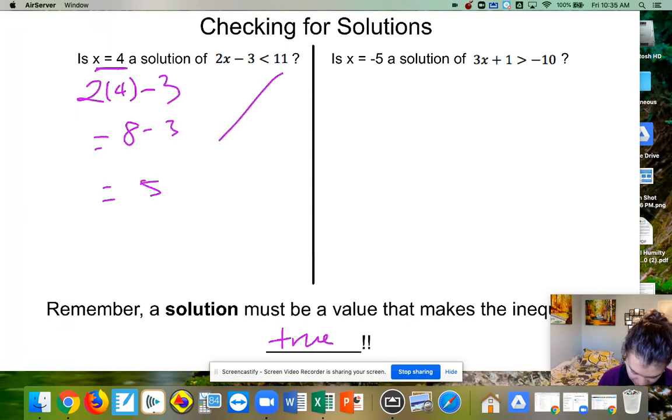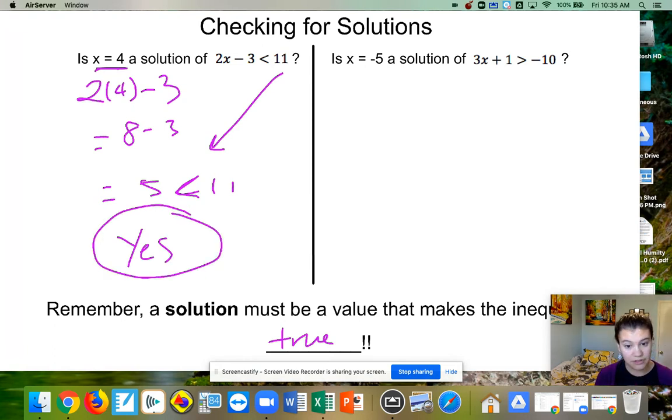And then we want to check here, is 5 less than 11? And the answer is yes. So this is a solution. It makes the statement true. You have 5 is less than 11. That's a true statement. You're not getting like 15 is less than 11. That doesn't make sense.